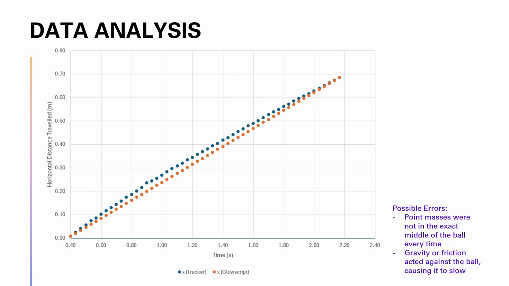So, this graph shows that the computational model is fully linear and there's no variance off of the trend line, whereas the Tracker model does have some variance. You can see that position between each time increases compared to the computational model and then decreases, which indicates that velocity might be decreasing over time, which caused the experimental model to increase and then decrease back onto the computational model. Some possible errors were that point masses were not in the exact middle of the ball every time, and that gravity or friction acted against the ball, causing it to slow.